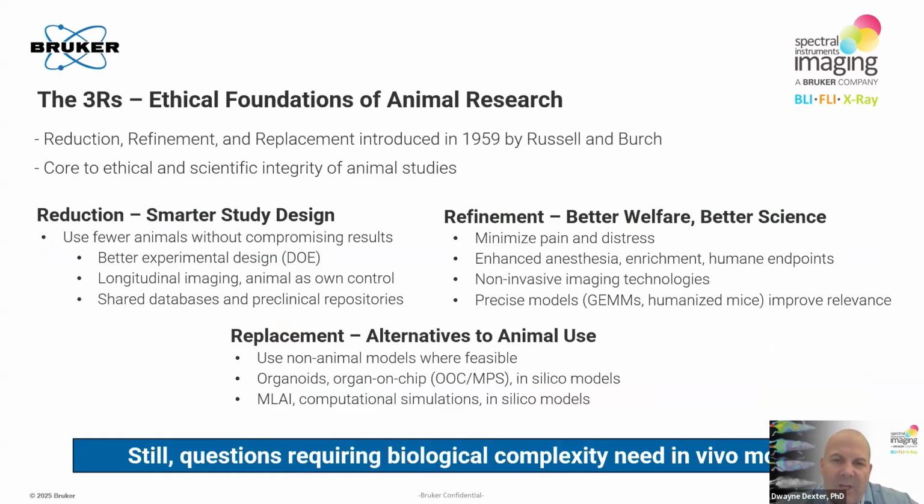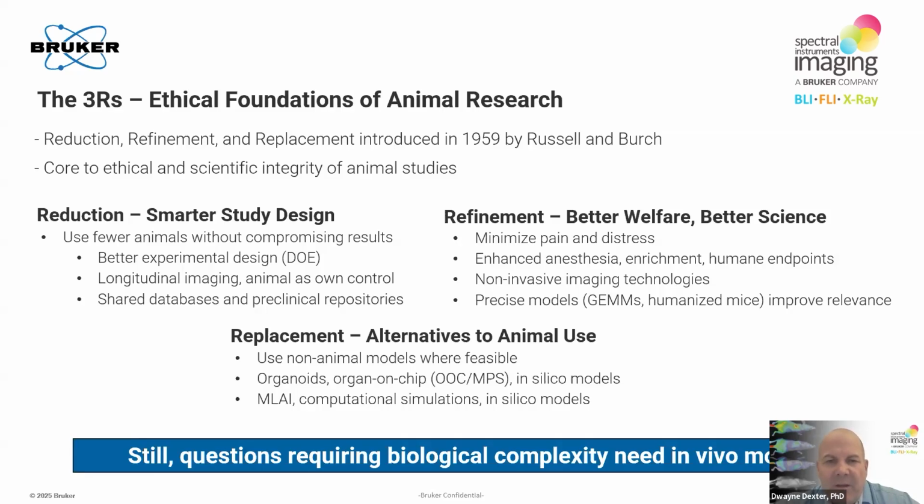And just to highlight what each of these mean, reduction is obviously using fewer animals in a research protocol. Using smarter study design, for instance, using design of experiment to make sure that you are powering a study appropriately, but not overusing animals, making sure you're using the minimum number to power the study.